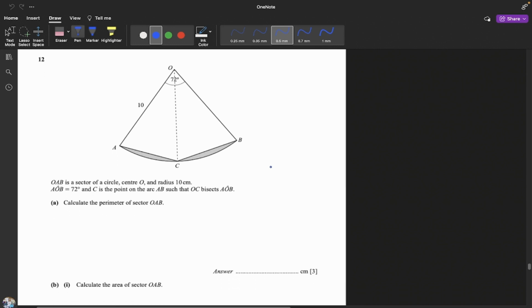I'll read. OAB is a sector of a circle, center O and radius 10 centimeters. Okay, so this is a radius, this is also a radius, OA is a radius, OB is a radius, as well as OC is also a radius. AOB is 72 degrees. Okay, and C is the point on the arc AB, this one, such that OC bisects AOB. So this angle is bisected, 72 is bisected equally. That means this is 36 and this angle is also 36.